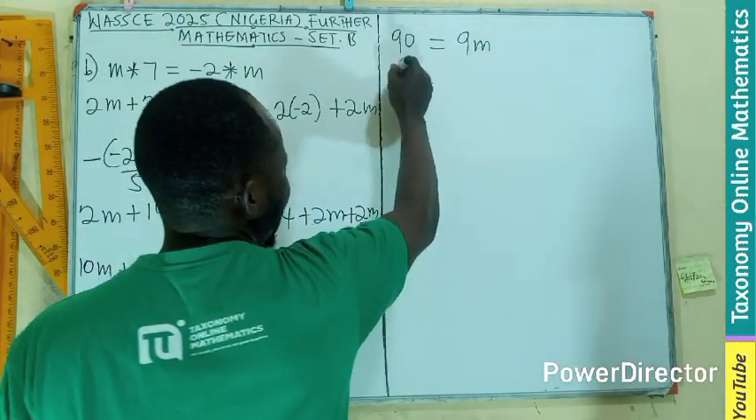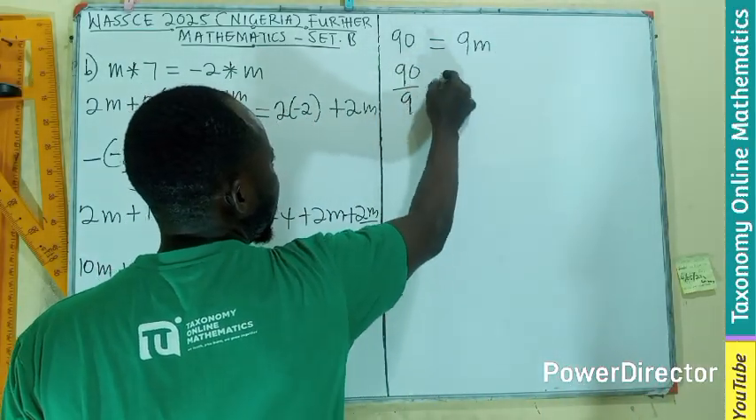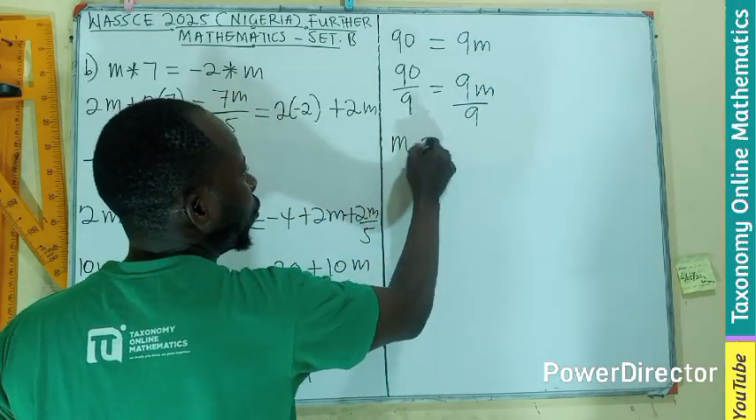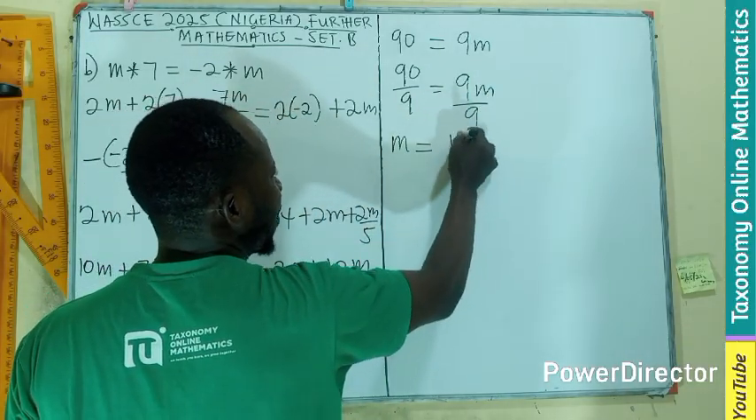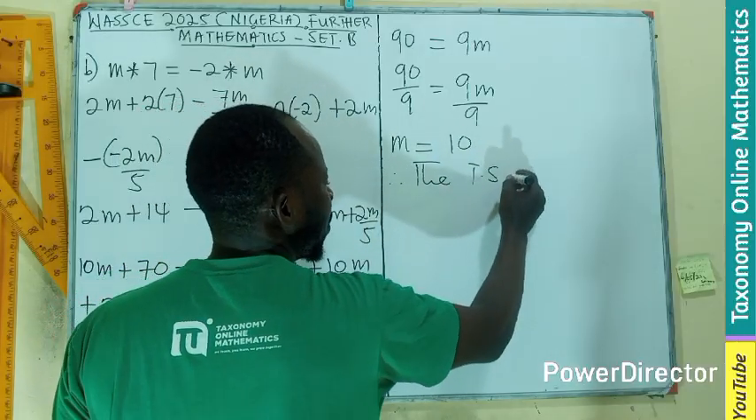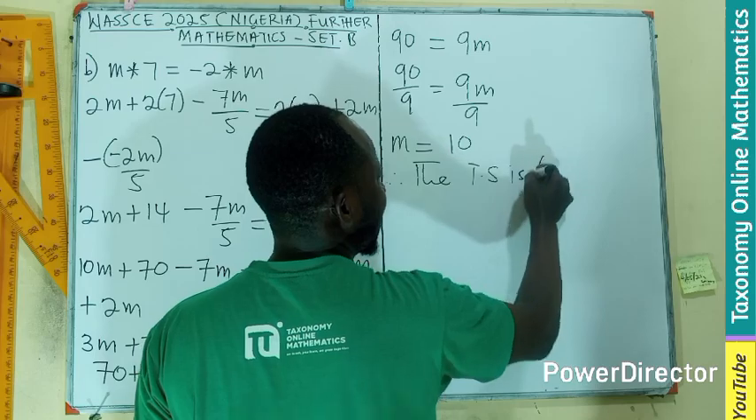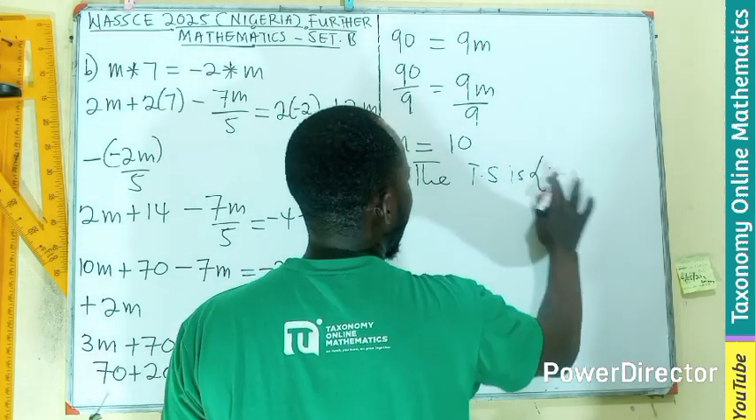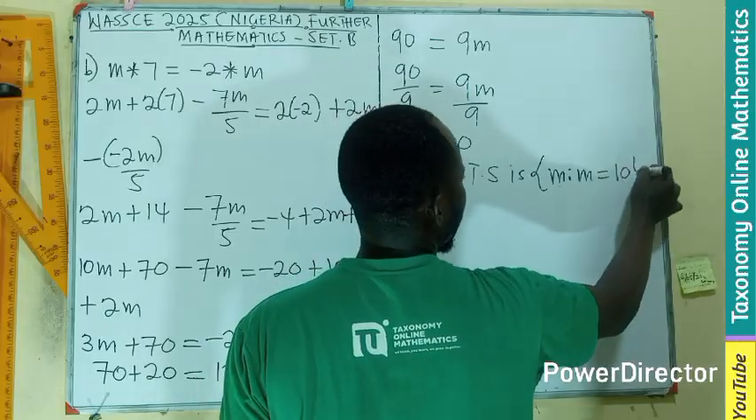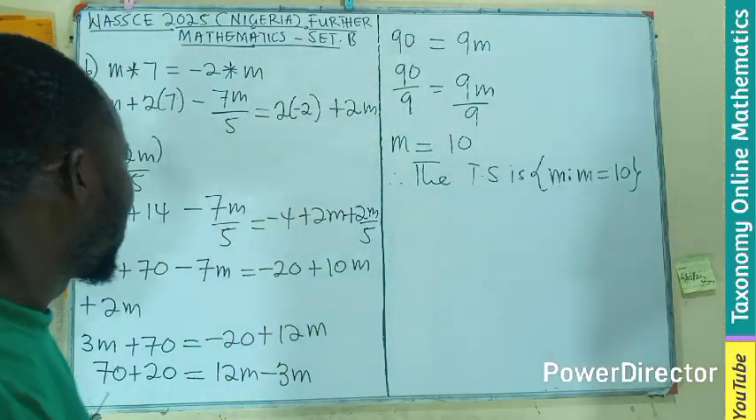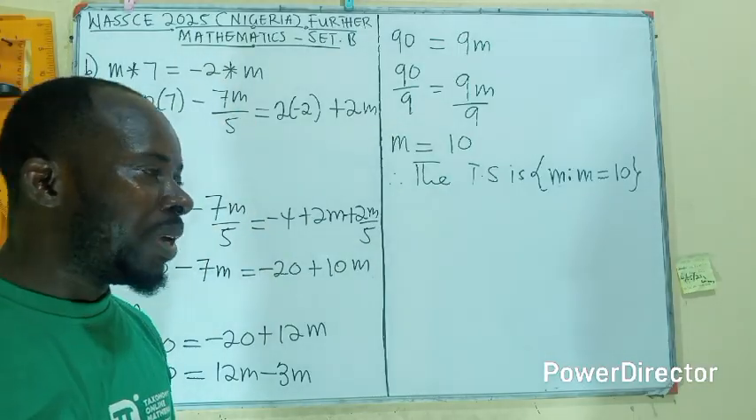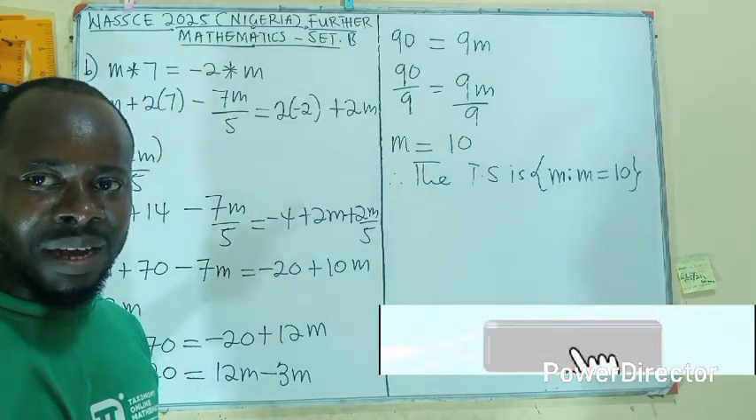Divide both sides by 9. That means that your m will be 10, right? So therefore, the truth set is going to be a set of m such that m is equals to 10. So the truth set for this expression in equation form is going to be 10. I guess this is well understood.